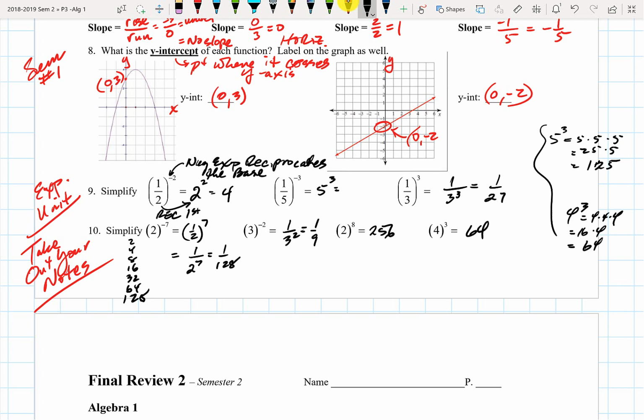So you have to know your bases 2, 3, 4, and 5. Let's write that down. So know your powers up to 3, 4, 5, and 6. They're all in your notes, by the way.